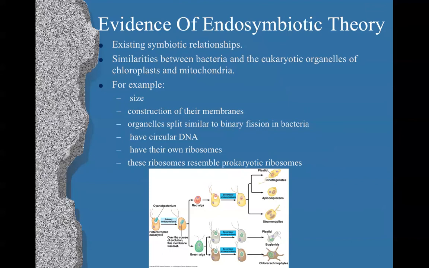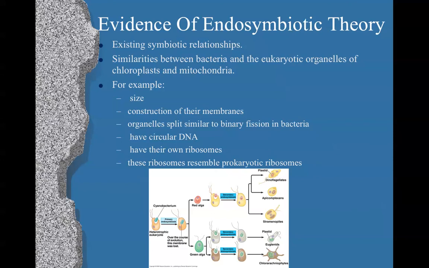So what's the evidence of the endosymbiotic theory? How do we know that the mitochondria and the chloroplasts at one time were independent organisms, independent prokaryotes? Well, we know that they're about the same size as prokaryotes. Their membranes are similar to those of prokaryotic cells.